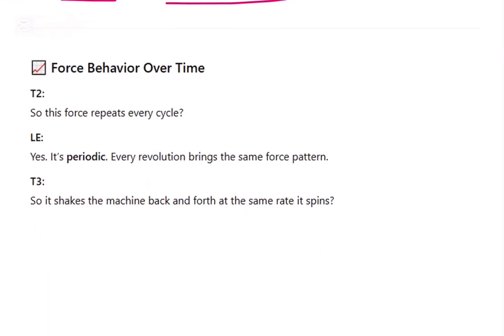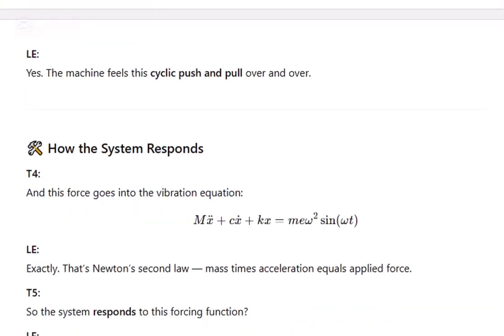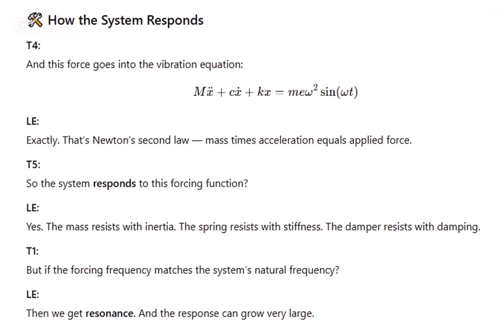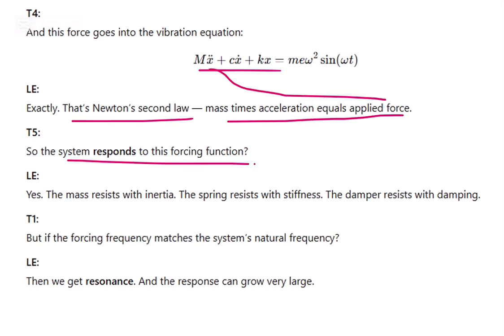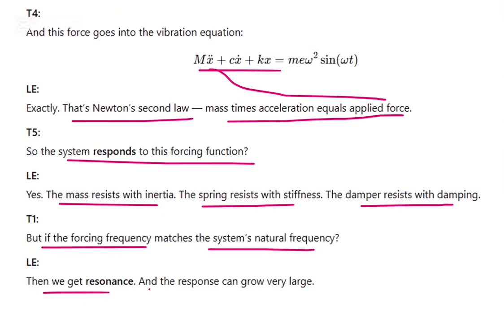This force repeats every cycle. It's periodic. Every revolution brings the same force pattern. So the machine shakes back and forth at the same rate it spins. How the system responds: this force goes into the vibration equation. That's Newton's second law. Mass times acceleration equals the applied force. Mass resists with inertia, the spring resists with stiffness, and the damper resists with damping. But if the forcing frequency matches the system's natural frequency, then we get resonance, and the response can grow very large.